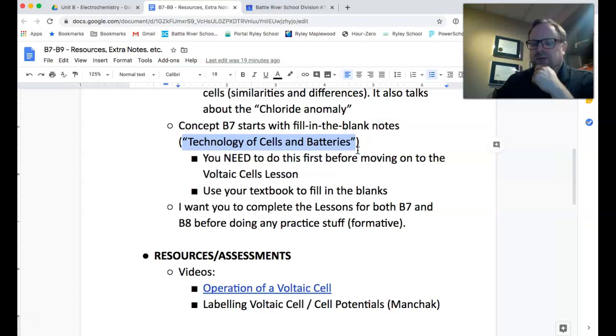And I haven't decided if we'll do 2 quizzes, one on B7 and B8 and one on B9, or whether we'll just do a big B7 through B9 quiz. We'll see how that goes. Probably just B7, B8 together and then B9. So I think that's all I have to say in this one.